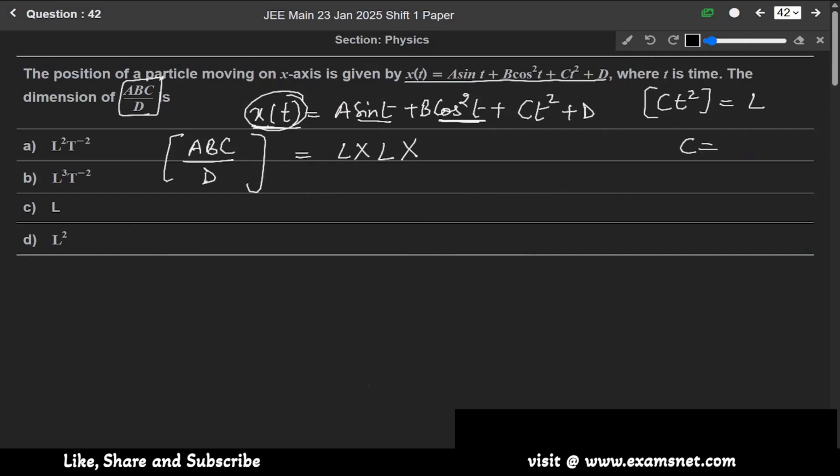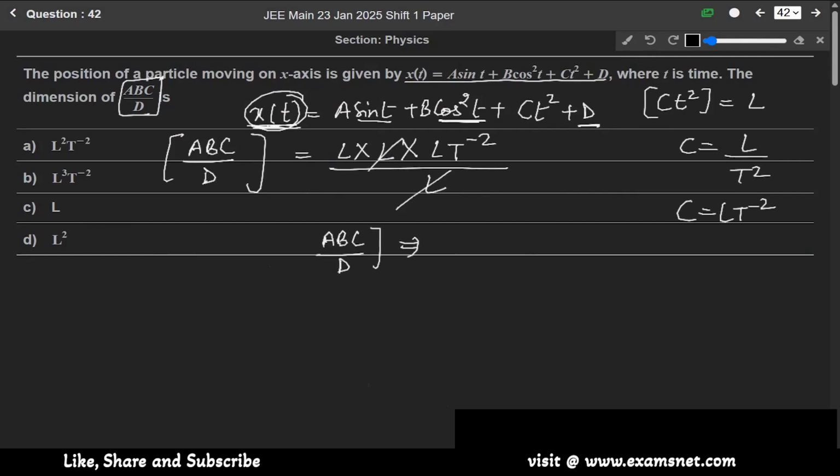So C will be L over T², meaning C will be LT⁻². So it will be L T⁻² over D. D will also have the dimension of x(t), meaning L. So L and L cancel out. So the dimension of ABC over D will be L²T⁻². So option A is the correct answer.